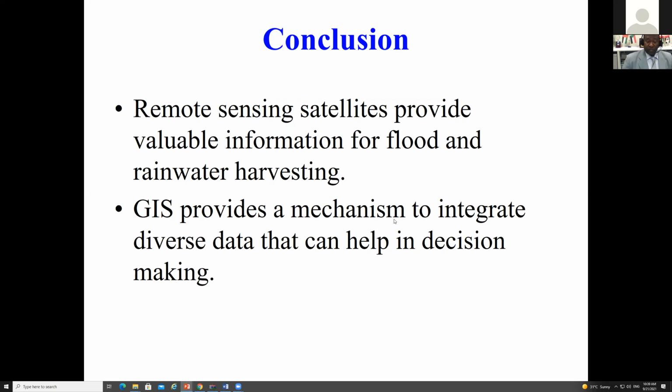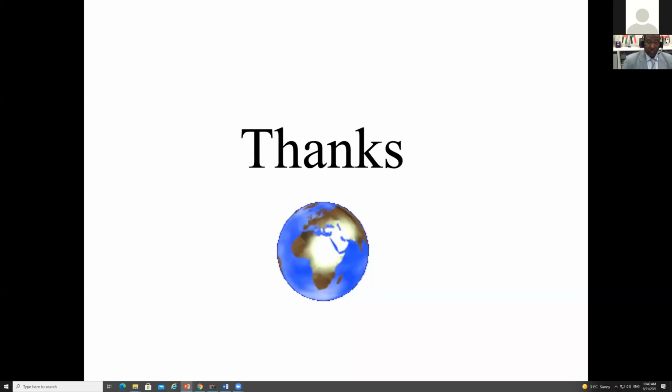GIS provides a mechanism to integrate diverse data, because rain alone is not enough; we need to link it with socioeconomic data. So GIS provides a holistic view. It can be combined with other data to provide better estimation about who will be affected, when, and where. With this, I conclude my presentation, and thank you very much for joining this session.